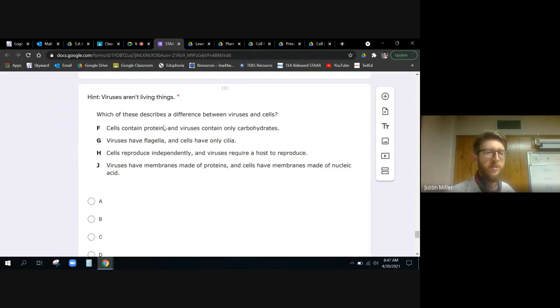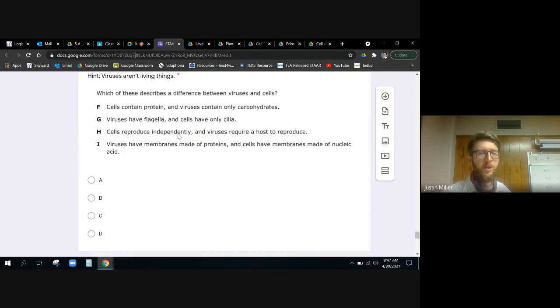So it's not F. G, viruses have flagella, and cells only have cilia, not true. H, cells reproduce independently, and viruses require a host to reproduce. Those are both true, but let's read J just in case. Viruses have membranes made of proteins and cells have membranes made of nucleic acids. That's not true. Our cell membrane, the part that wraps around our cells, is not made up of DNA. So we can rule out J. The only possible answer is H.